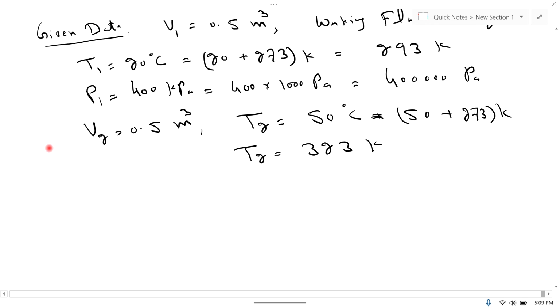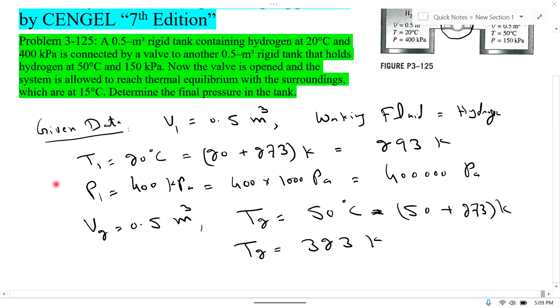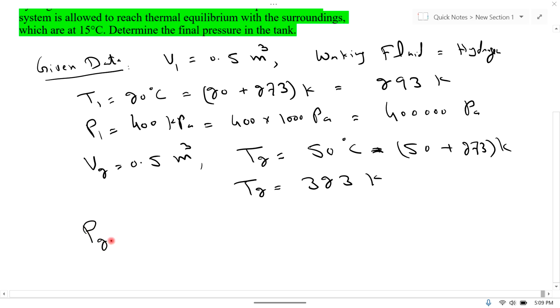And the pressure is 150 kilopascal in the other tank. In this tank, P2 is equal to 150 kilopascal. Convert this into Pascal. So 150, where kilo is 1000 Pascal, which is equal to 1,50,000 Pascal.